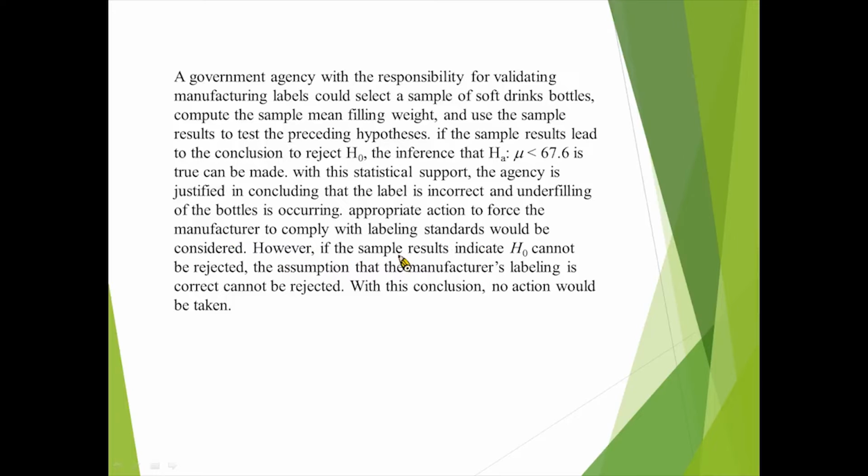Okay. So, however, if the sample result indicates H0 cannot be rejected, the assumption that the manufacturer's label is correct cannot be rejected. With this conclusion, no action will be taken. So now maybe you understand a little bit why we talk about the hypothesis test. So we have two hypothesis statements. The first is H0, and this is called the null hypothesis, and the other hypothesis is HA. This is what we call the alternative hypothesis.